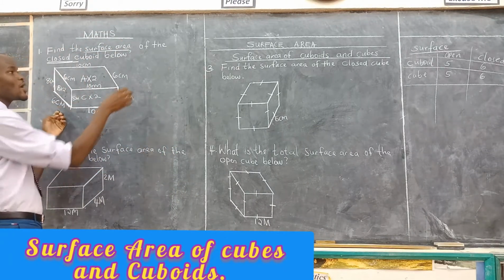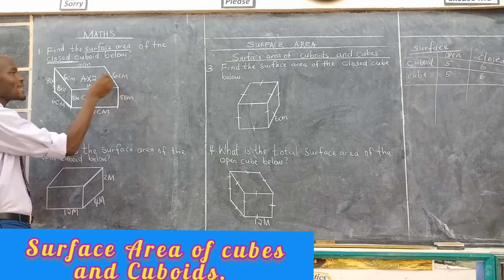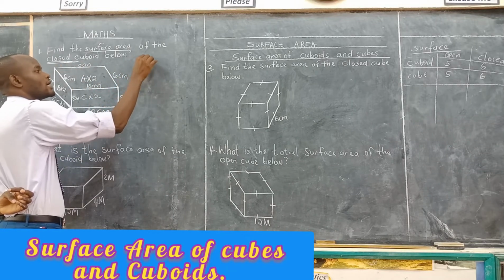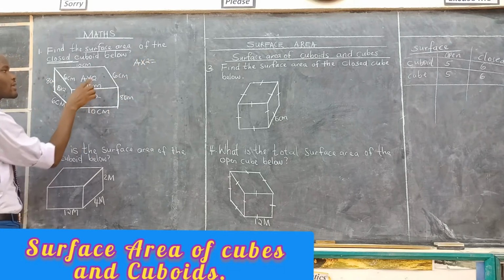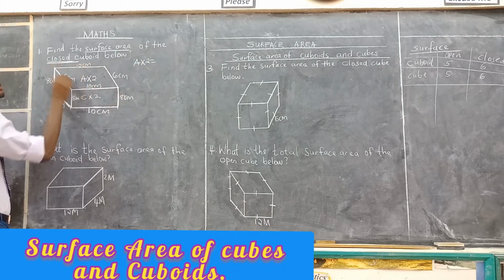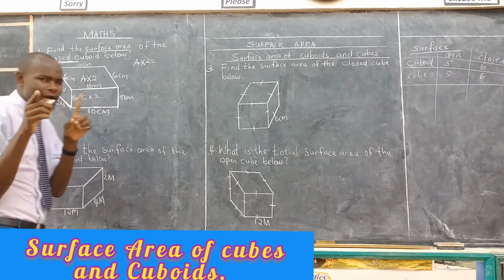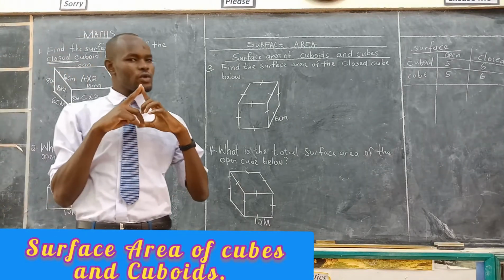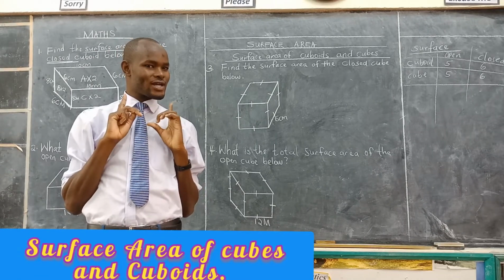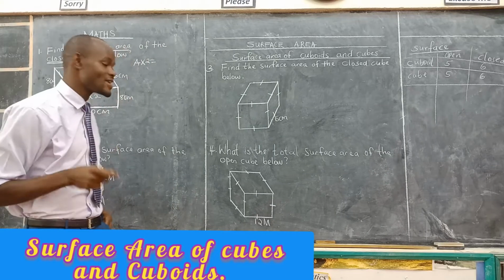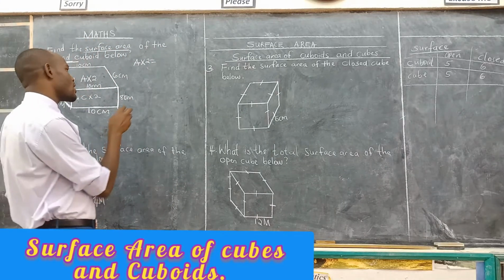Let us do that now, practically. Let us start with the top one. Area of A times 2. What are the measurements of this rectangle? This one is 10 times 6. Remember, the formula which you are supposed to use to get the area of a rectangle is what? Yes, length times width.